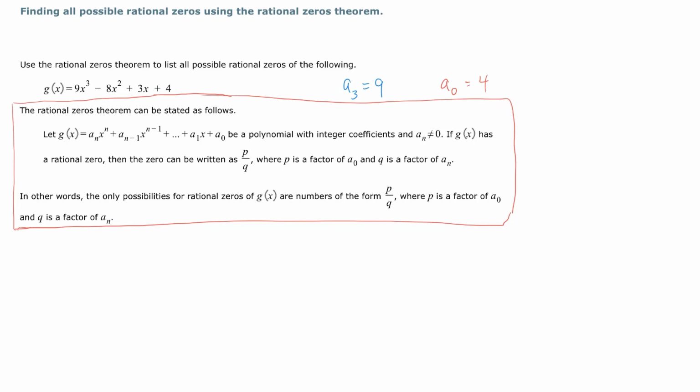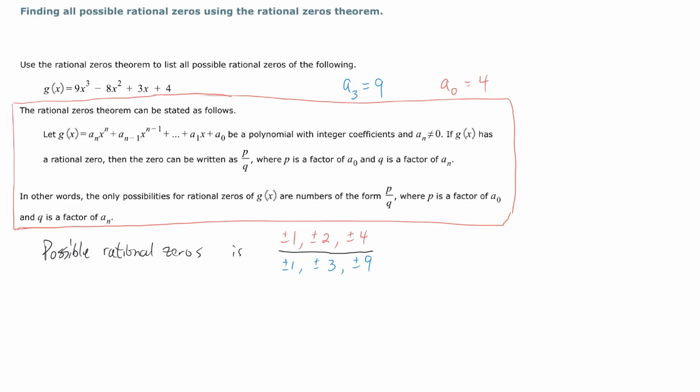The possible rational zeros for this polynomial is all the factors of 4 with the positive and negative symbols in front of it, over all the factors of 9 with all the positive and negative symbols in front of them. So plus or minus 1, plus or minus 2, and then plus or minus 4 could be the numerator. And in the denominator, they could be plus or minus 1, plus or minus 3, and then plus or minus 9.